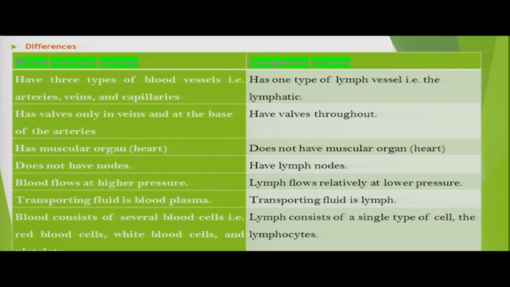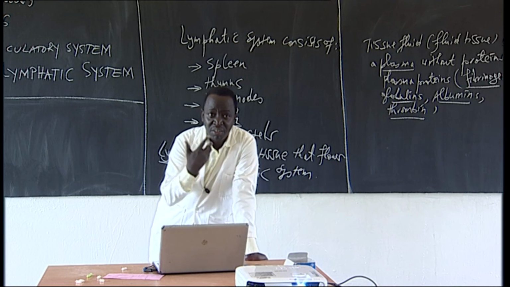Difference number one. The blood vascular system has three types of blood vessels, including arteries, veins, and capillaries. Do you remember what arteries do? Yes, they carry blood from the heart to all parts of the body, while veins bring the blood back to the heart. Capillaries connect veins and arteries. The lymphatic system has one type of vessel, which is lymph vessels.